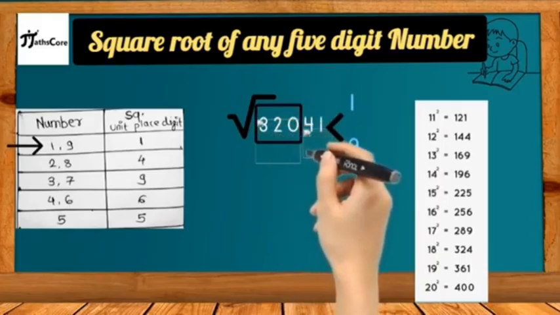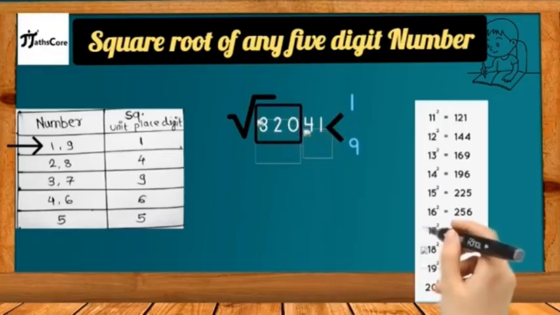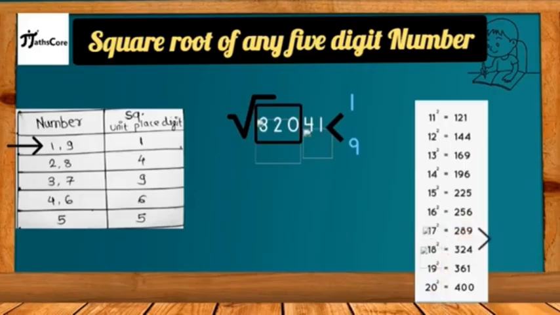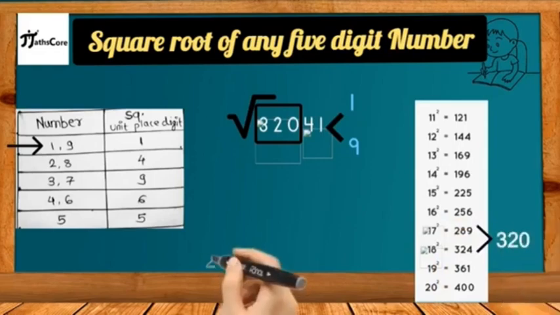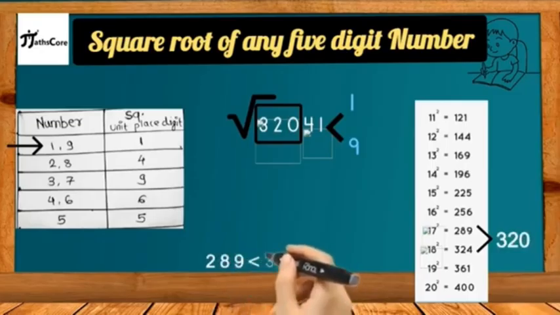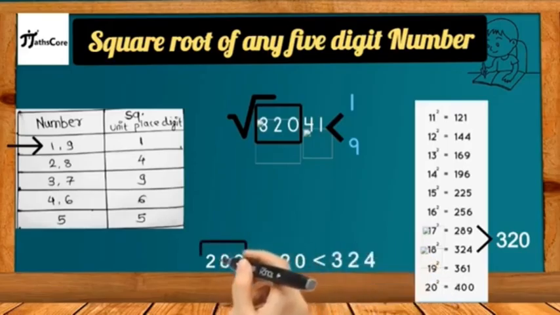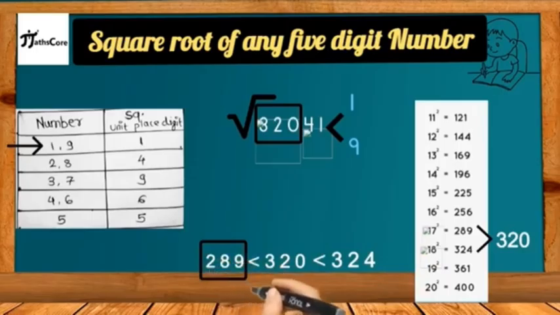Now focus on the next number, 320, which is not a perfect square. So we need to find out between which two perfect squares 320 lies. So here is the answer: 17 square and 18 square. 17 square is 289 and 18 square is 324. So 320 lies between 289 and 324. So we can write like this: 289 is less than 320 and 320 is less than 324. Now we need to select the smaller perfect square than 320, which is 289, and the square root of 289 is 17. This is the first number of the square root.